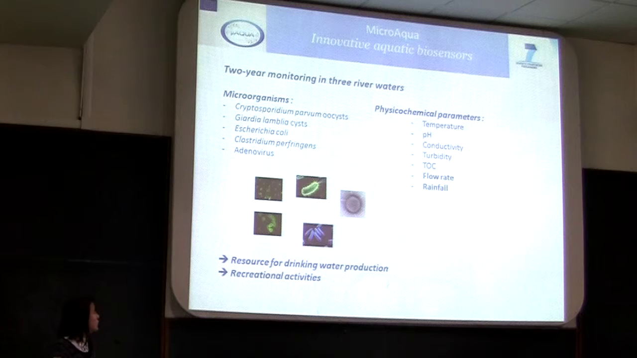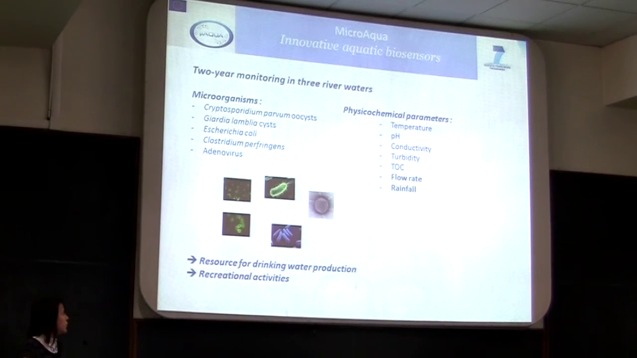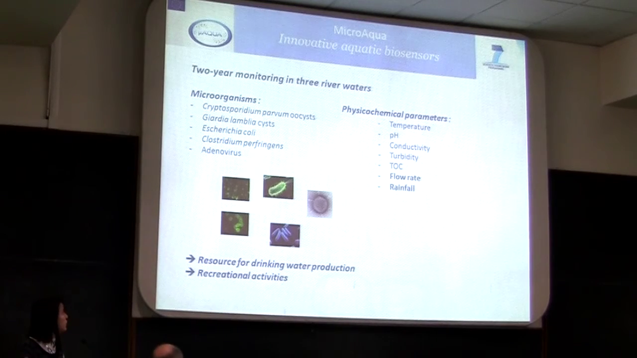Started in 2012, a 2-year monitoring of microorganisms and physico-chemical parameters was conducted in 3 river waters used as a resource for drinking water production and for recreational activities. Various physico-chemical parameters were measured, in particular flow rate and rainfall.